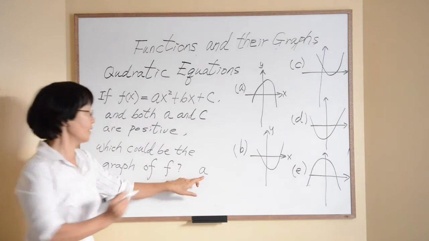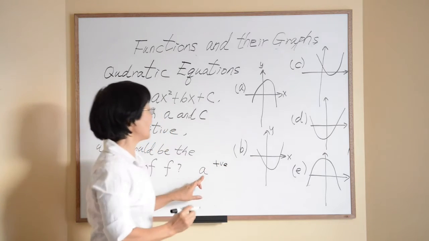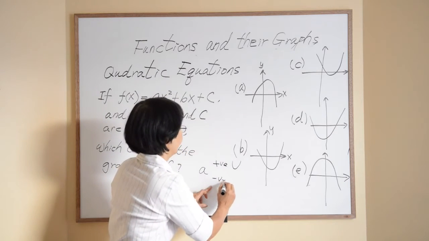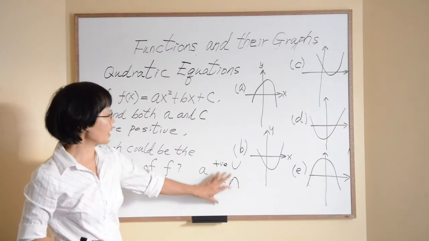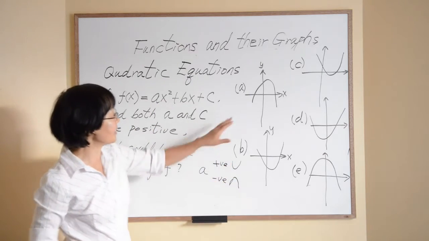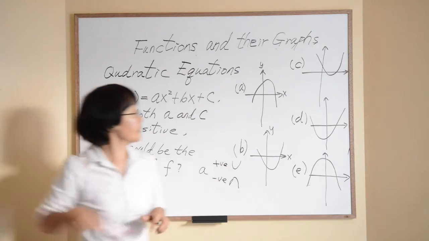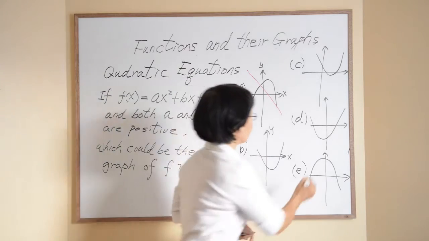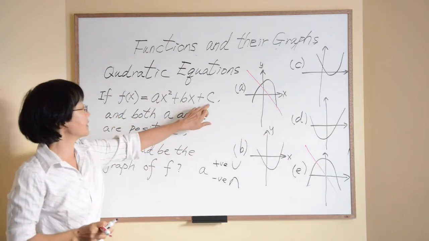Here, if A is positive, it's telling me the graph goes up. If it's negative, the graph goes down. So right away I will eliminate this one here. I will eliminate this one here, the one that's going down, and the one going down. Okay? Now, we also learned C.